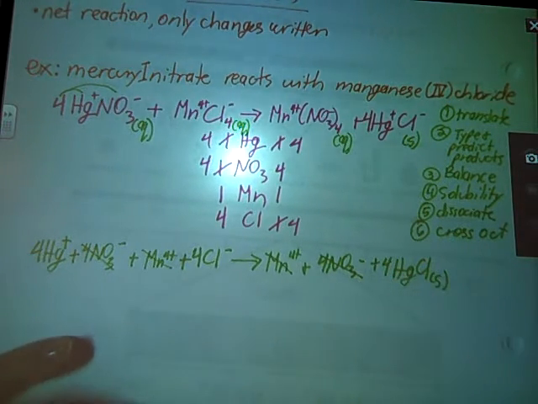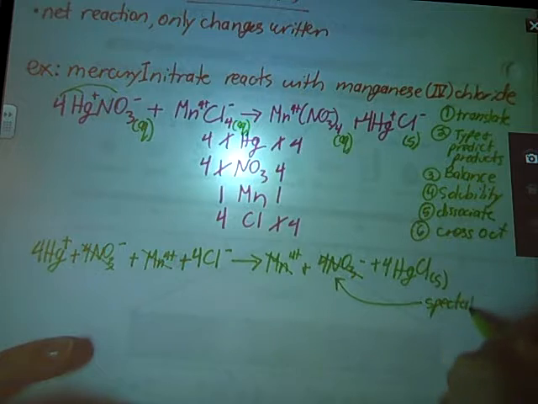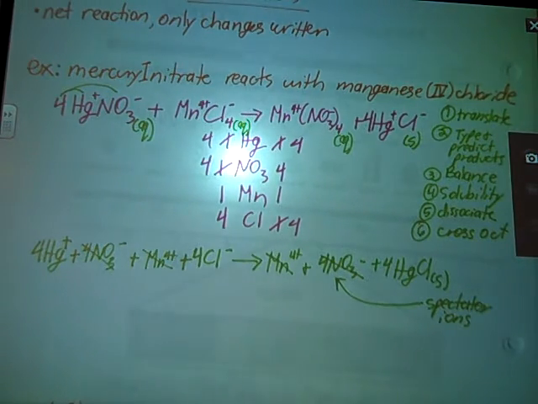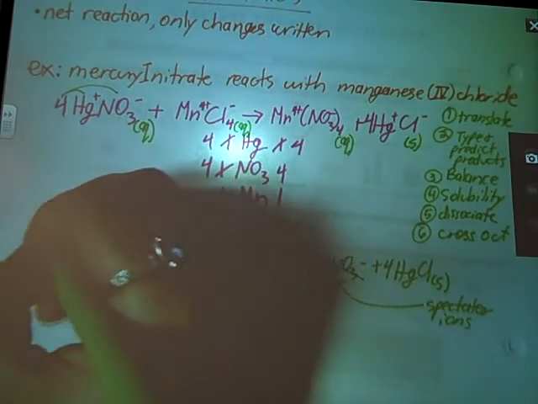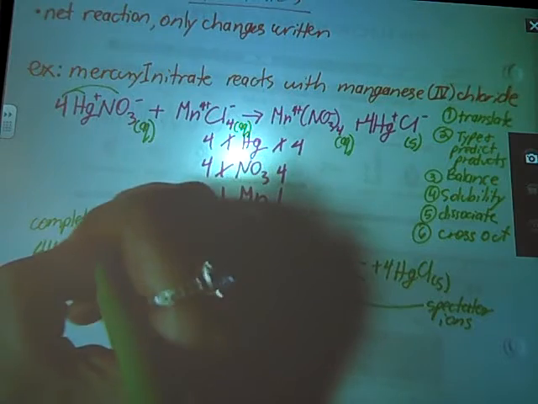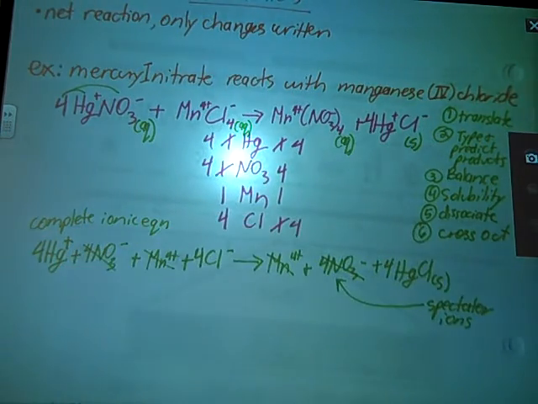Now, all of these that we crossed out are called spectator ions because they don't do anything. They just watch. This big old long thing where we wrote all of our ions is called the complete ionic equation because it has all of the ions.